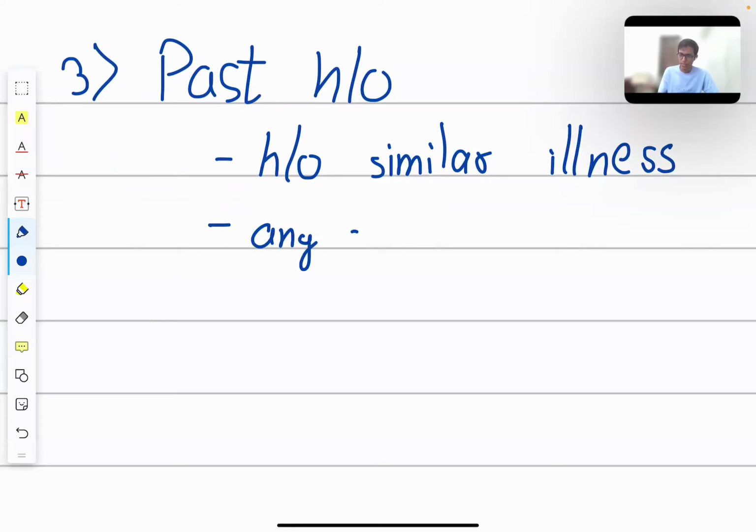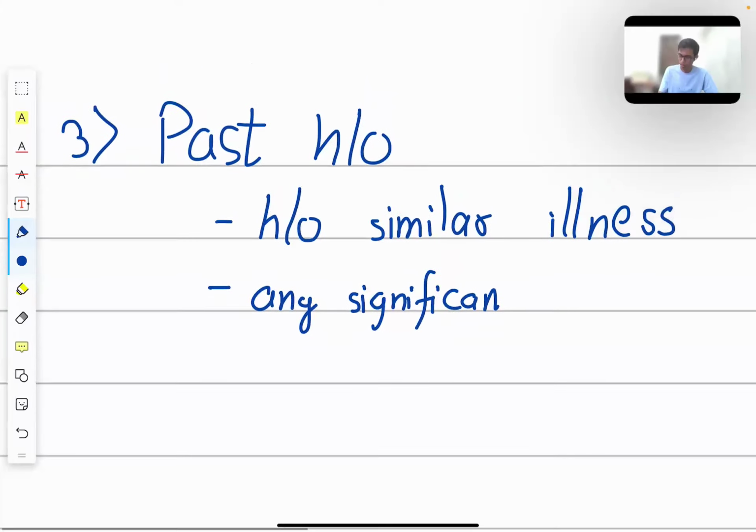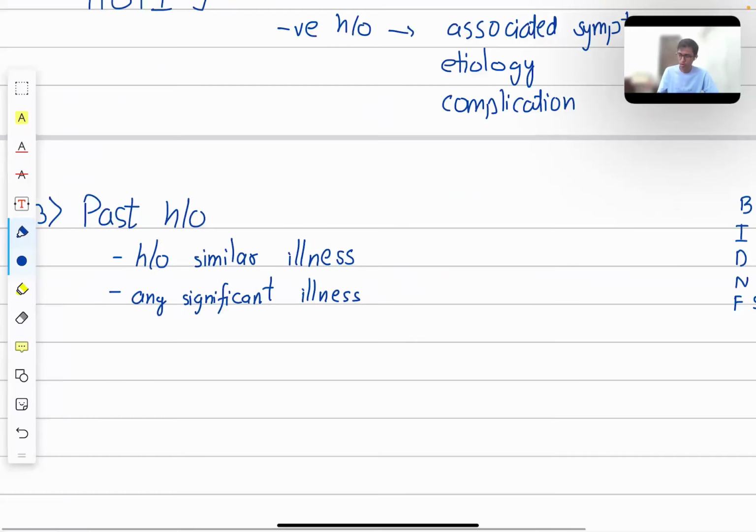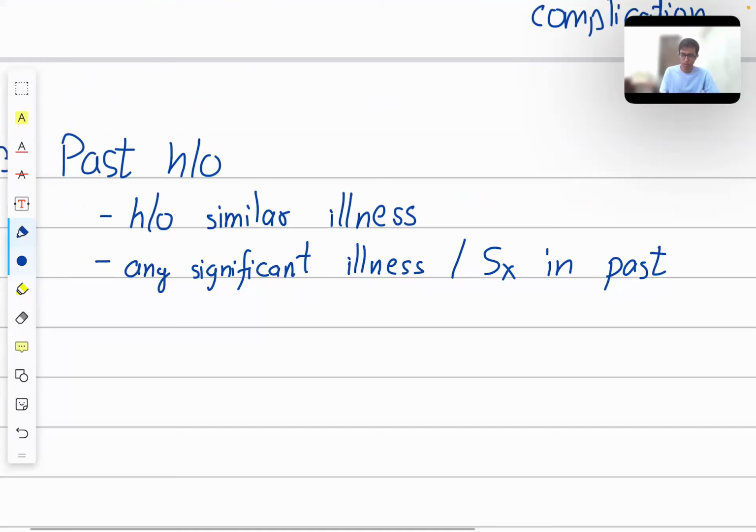History of any significant illness or surgery done in the past. It is very likely that a CVS case might have been operated earlier, so that comes here. Do mention the common illnesses, whether there is any history of measles, TB, or TB contact.